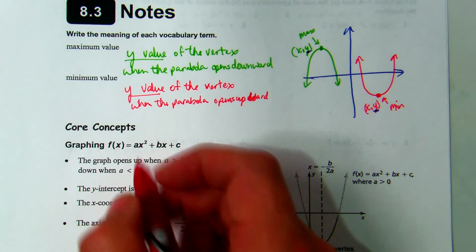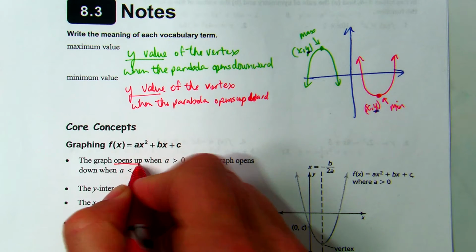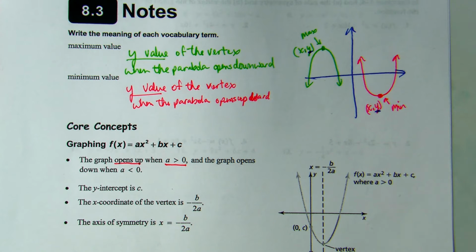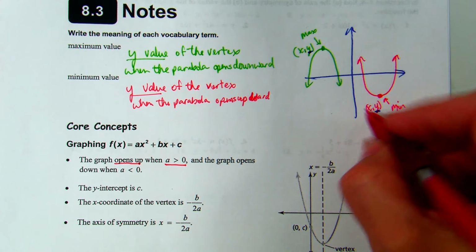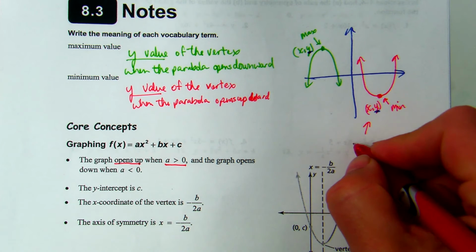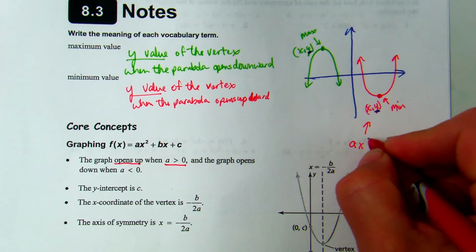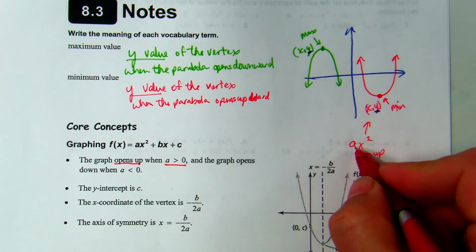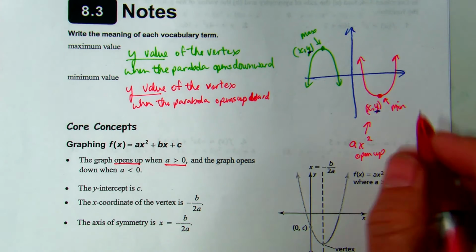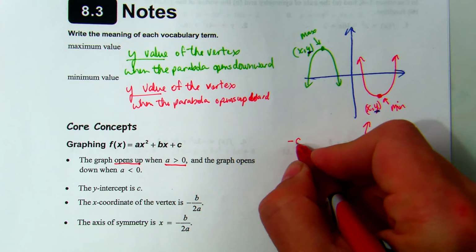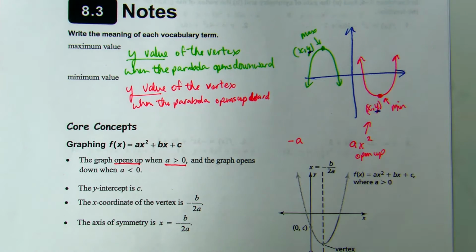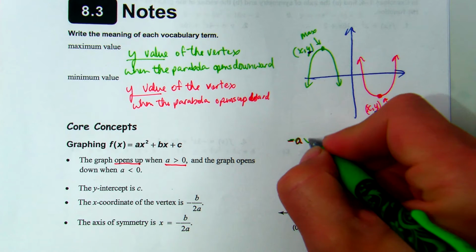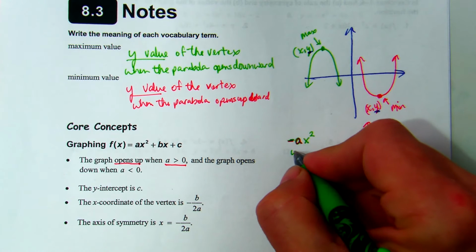The graph opens up when a is greater than 0. Looking at this graph right up here, this is a situation where it opens up. We're talking about ax squared, and that's going to open up when a is a positive number. Whenever you have a negative a, let's write it in green so it matches the graph here, if a is negative, then it's going to open down.